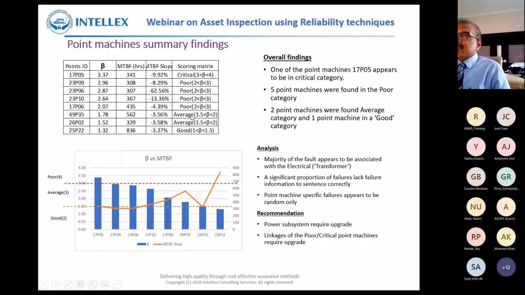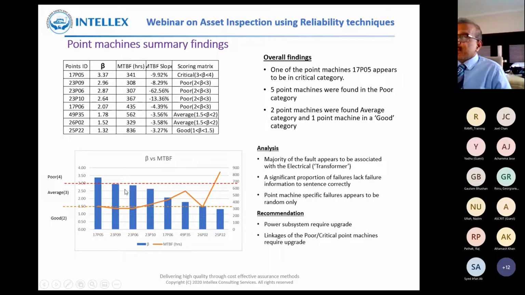Average means that you need to start becoming a bit nervous about this, 1.5 to 2, and you probably need to increase maintenance, increase inspection to have less service affecting failures. And 2 to 3 means that you are in poor condition, and 3 to 4 actually you are quite critical. So this is our overall findings.